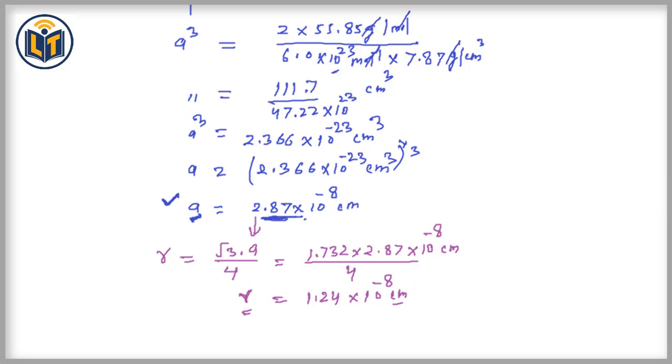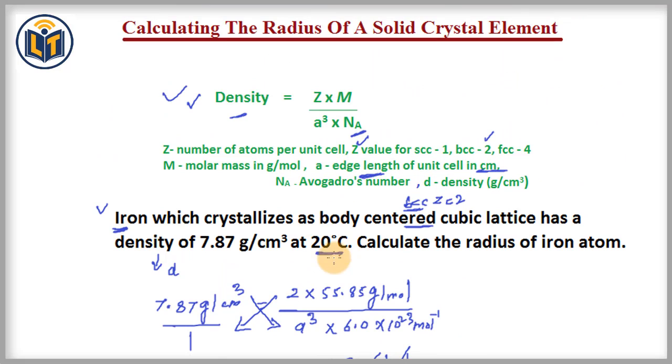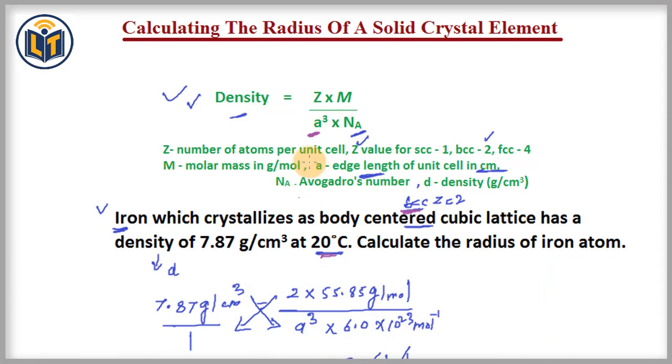You can see how we calculated the radius of iron atoms. First we need to know the edge length of the unit cell in the BCC structure. Keep in mind the BCC structure. If it is an FCC structure, then the relation between A and R will change. As I showed you these formulas, for an FCC structure the formula will be different. This is how you can calculate the radius of a solid crystal element.